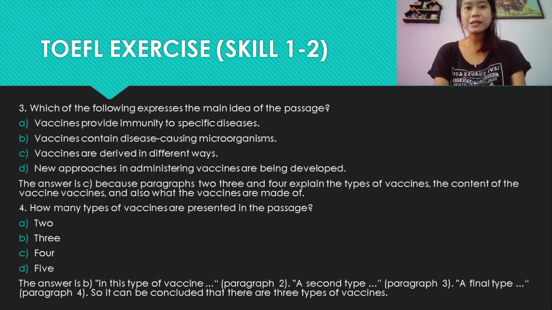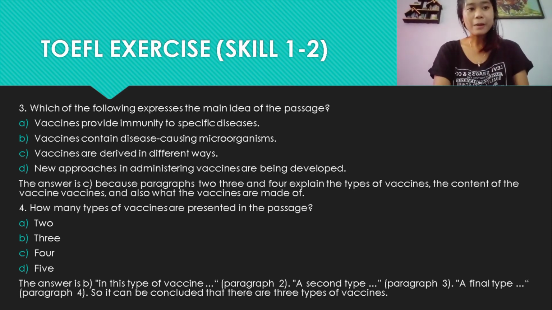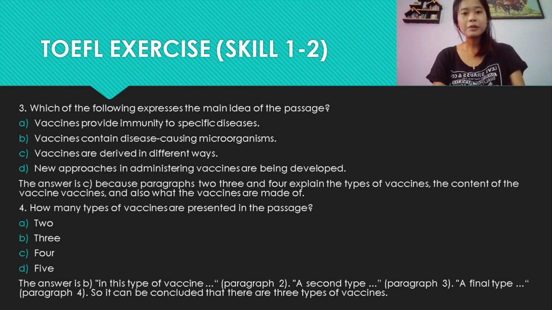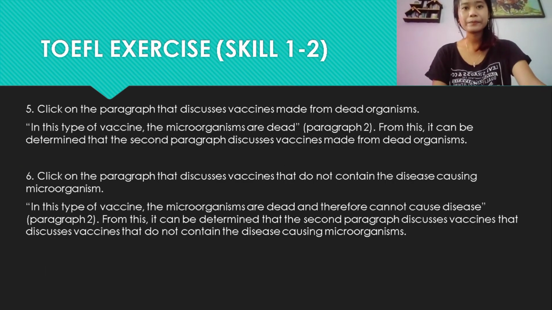The answer is B. In this type of vaccine, and so on, paragraph 2; a second type, and so on, paragraph 3; a final type, and so on, paragraph 4. So it can be concluded that there are three types of vaccine.